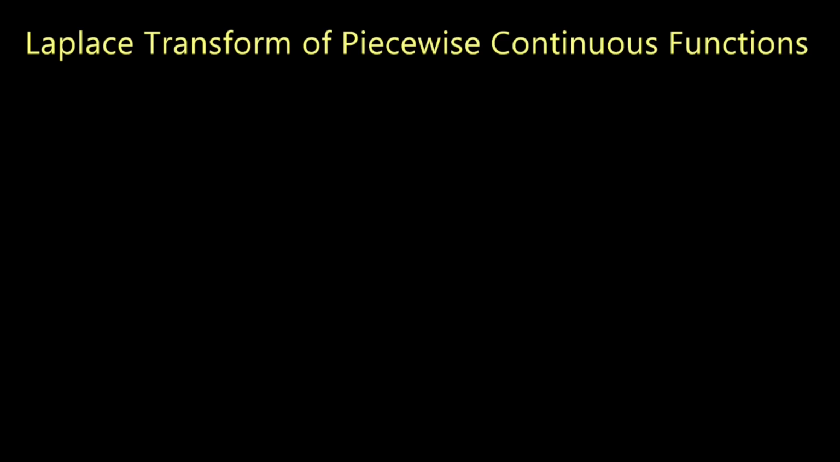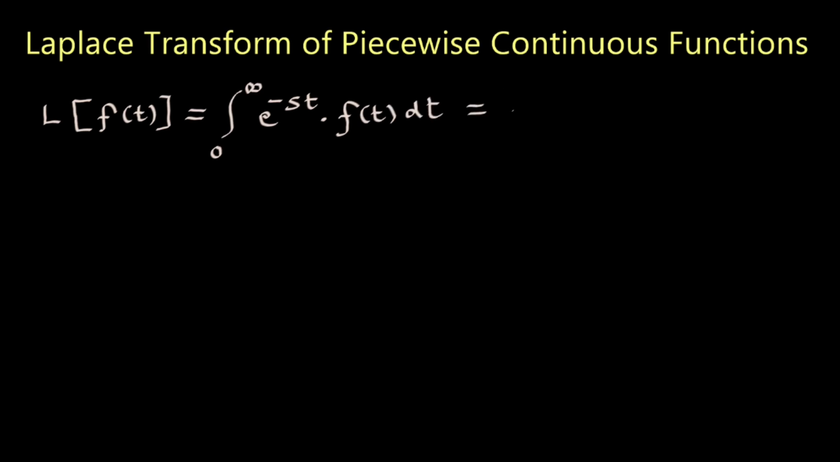In this video, we are going to study how to find Laplace transform of piecewise continuous functions. But before that, let us understand what is meant by piecewise continuous functions. In my last video on Laplace transform part 1, we have seen that Laplace transform of f(t) is a definite integral from 0 to infinity e raised to minus st into f(t) dt, which is a function of s, capital F(s), where s is positive.